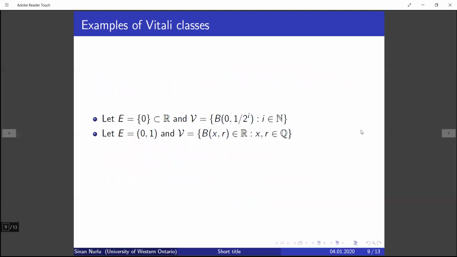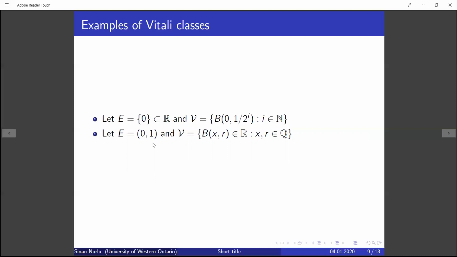Let's give a quick example about Vitali classes, because I want to mention something simple. So here I've written two examples. First, if the set we want to cover is finite, then we can have a Vitali class like this. The reason is 1 over 2i goes to 0. So when the ball is based at 0 and the only element of our set E is 0, the singleton, then for 0, given any delta, we can find a small enough ball whose diameter is smaller than delta.